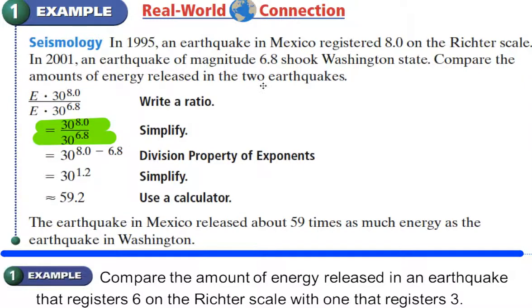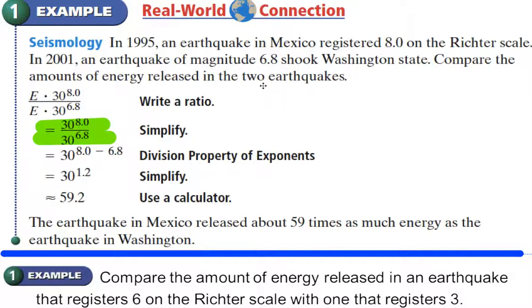Okay, example 1 is dealing with the Richter scale and the formula that they use in order to compare the amount of energy. Because we are not seismologists, I'm not even sure if I said that correctly, this is not our daily thing, so we probably do not have these formulas committed to memory. If you do, you are spectacular.